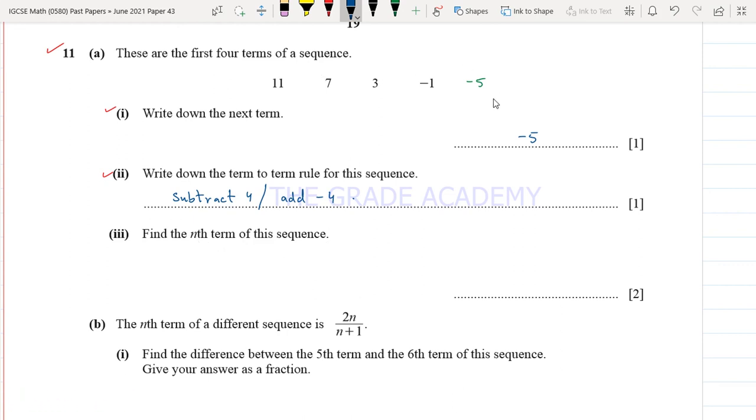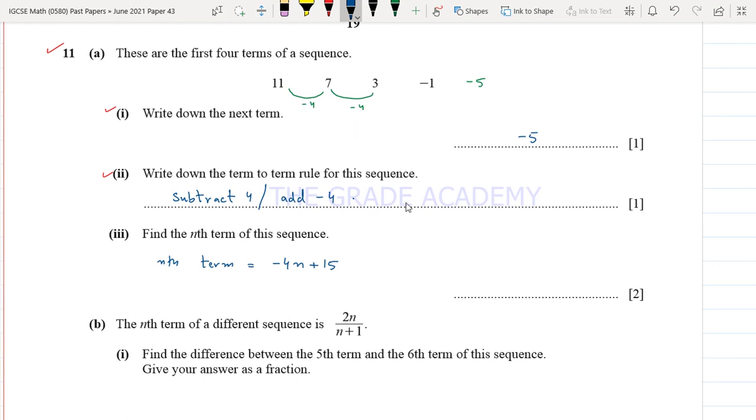This sequence has a constant difference of negative 4. The difference between these two terms is negative 4. Similarly, the difference between these two terms is negative 4 and so on. So the nth term will be equal to minus 4n plus 15. So how did I write this?